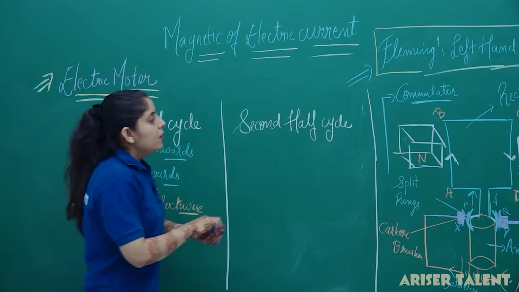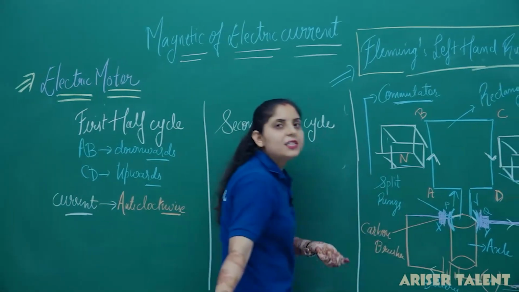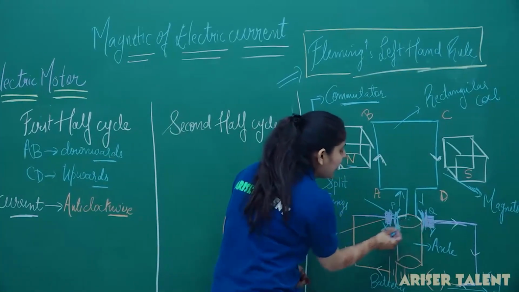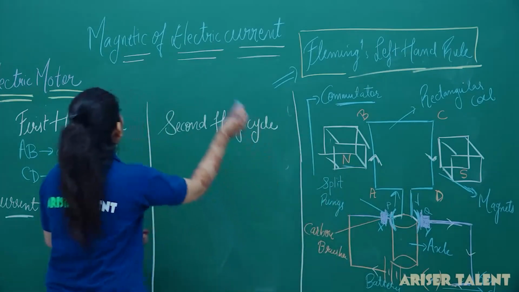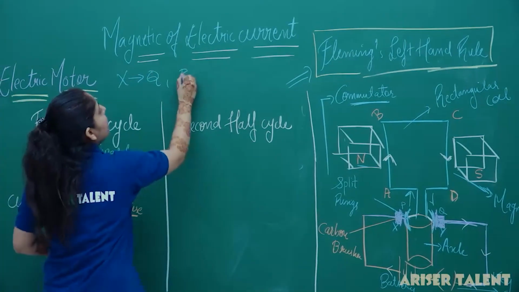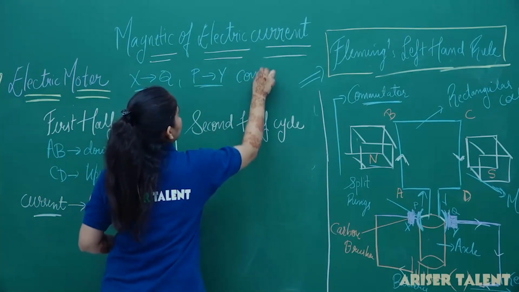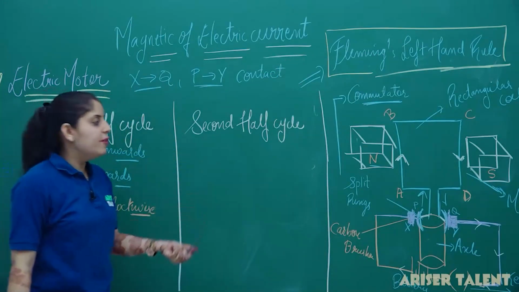Now, in the first case, what will actually happen here? These brushes and split rings are making contact with each other. So Q will be connected to X and P will be connected to Y. X will be connected to Q and P will be connected to Y. This will make a contact. It means there is a contact between the split ring and the brushes.